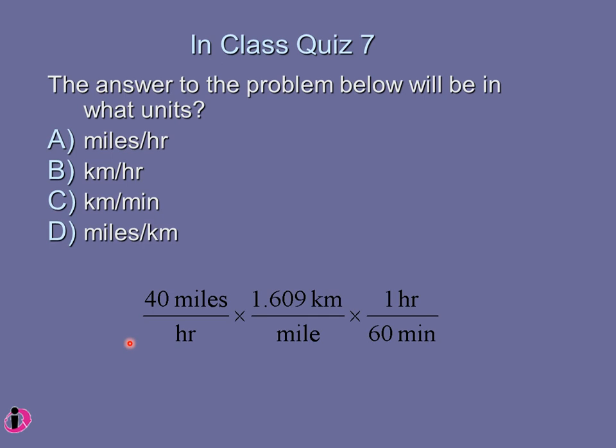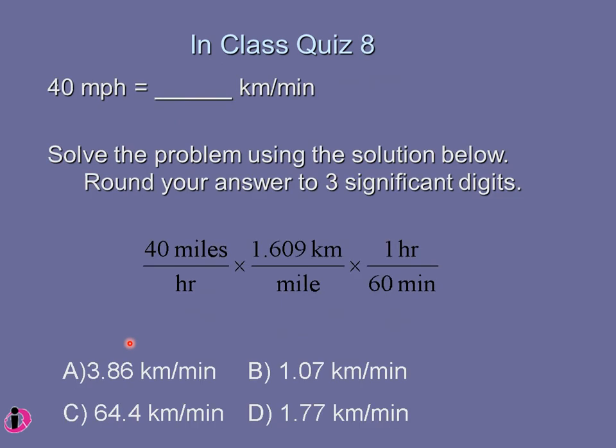Okay. If you do the math, how do you do it? You just multiply 40 times 1.609 divided by 30. I'm sorry, 60. So I think the answer would be 1.07. Is this 1.07? 67 or 07? So the right answer is B, right?